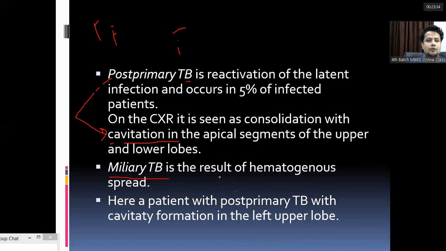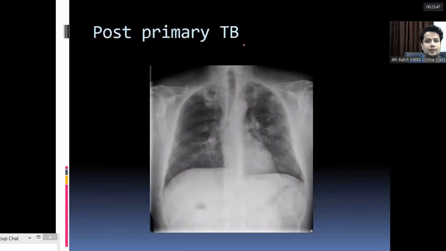The name miliary also comes from millet. Millets are 2 to 3 mm sized grains, everyone knows. So miliary opacities also appear as multiple 2 to 3 mm sized nodules in the chest X-ray. So we can see here. What we should remember is that the hallmark of post-primary TB is the presence of cavitation.